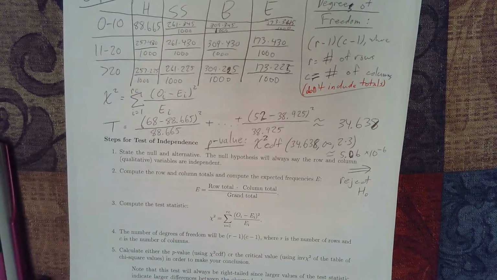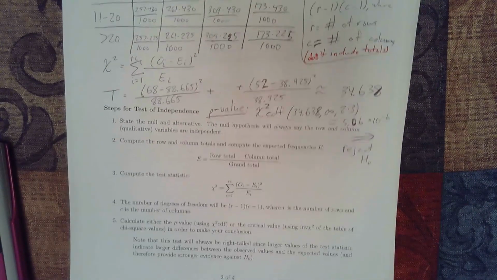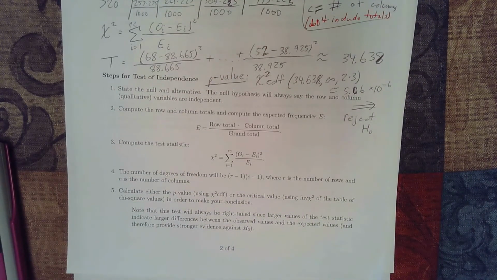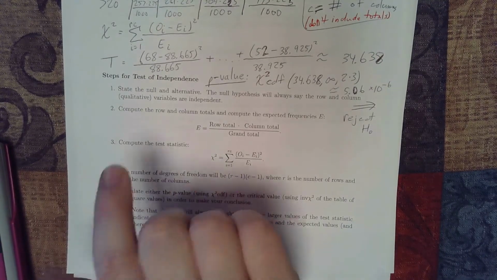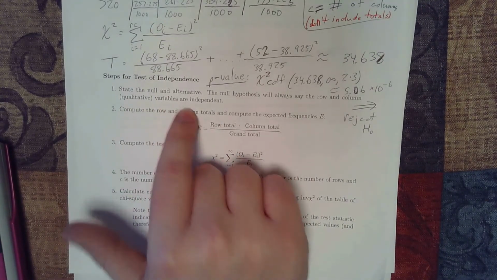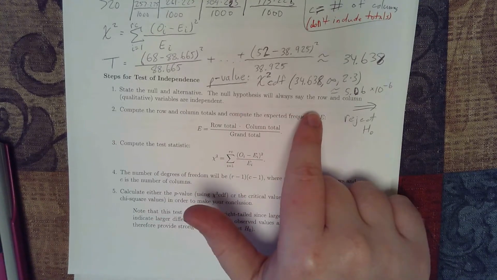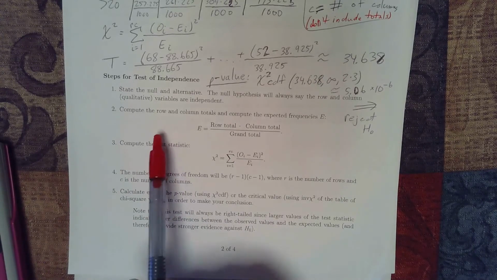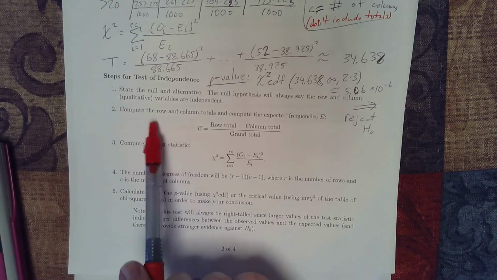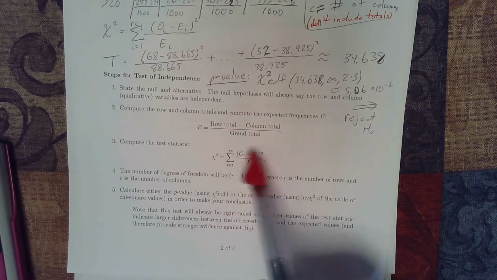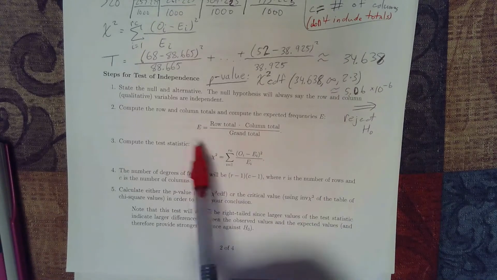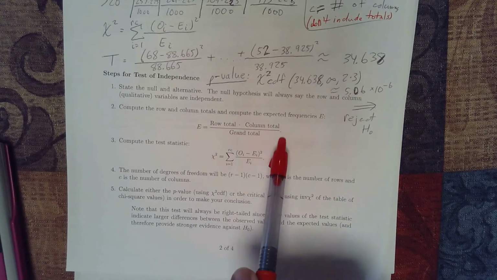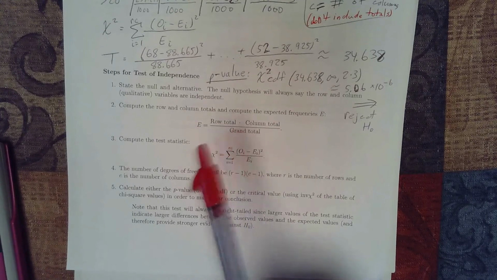So let's walk through the process for computing a test for independence. First, always first, we have to state our null and alternative hypothesis. The null hypothesis is always going to be that the row and column variables are independent, and the alternative is always going to say that they are dependent. From here, we need to compute our expected values by using the row and column totals and the grand total. So the expected will always be row total times column total divided by grand total.